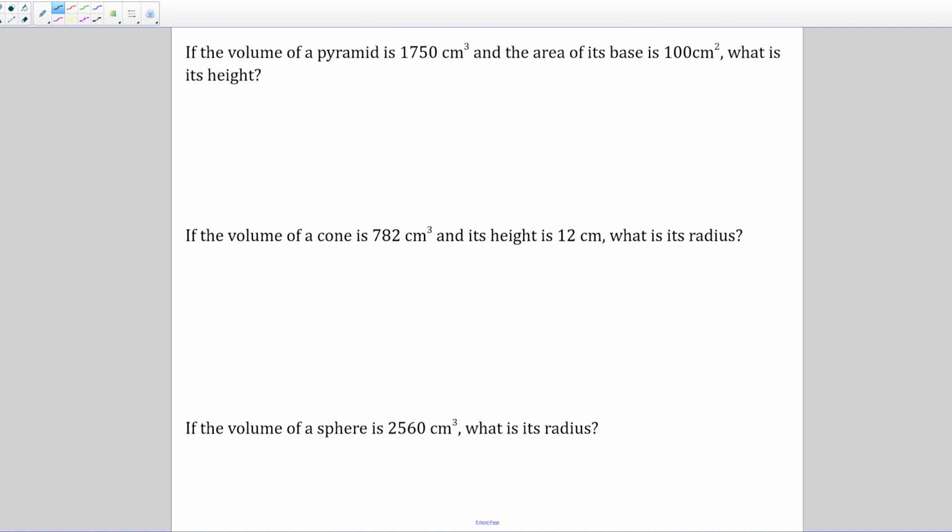So here we're going to have a little bit of practice working backwards on each of these problems. So feel free to pause the video here and then unpause once you are done to check your work.